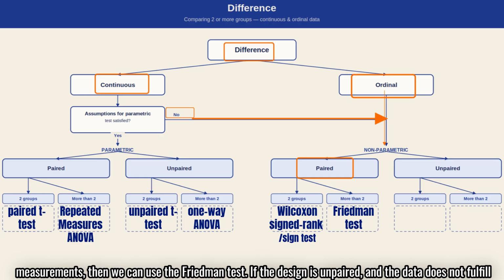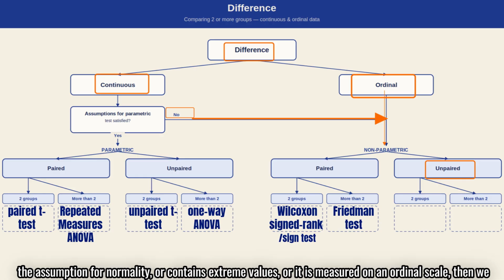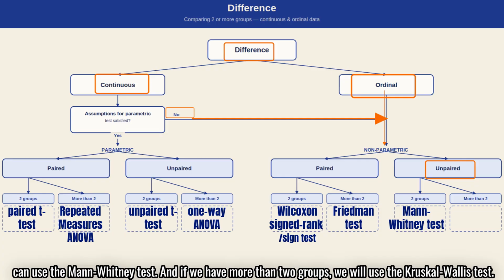And if the design is unpaired and the data does not fulfill the assumption for normality or contains extreme values, or it is measured on an ordinal scale, then we can use the Mann-Whitney test. And if we have more than two groups, we'll use the Kruskal-Wallis test.